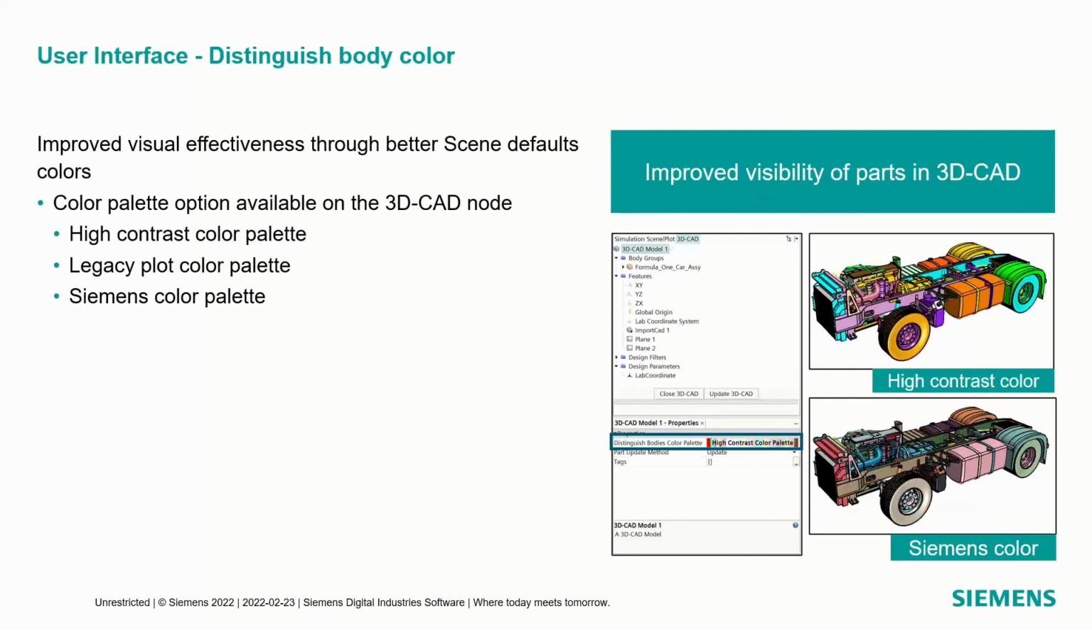So the next thing is the user interface distinguish body color. I think I've used this recently, but it basically allows you to view different bodies more easily, especially if there are a lot of different ones that are all close, and the standard Siemens color palette may be a little bit too pastel-y. So you can switch to a high contrast color that helps you differentiate different parts.